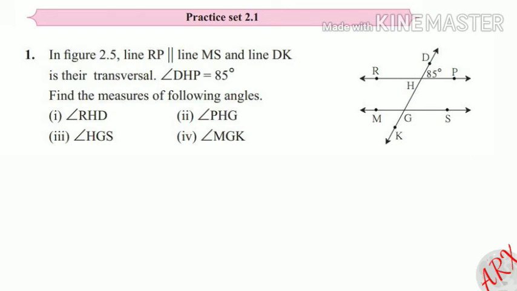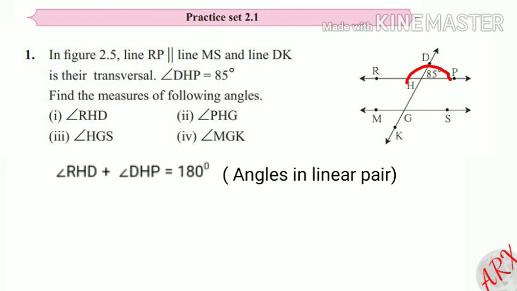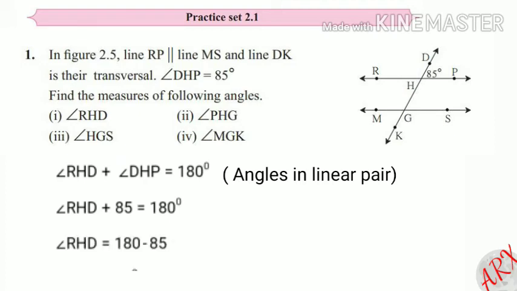First, angle RHD. If we observe, angle RHD and angle DHP are angles in a linear pair. Hence, the sum of these two angles will be 180. Hence, angle RHD plus angle DHP equal to 180. We put the value: angle RHD plus 85 equal to 180. Now shift 85 towards the right hand side. So angle RHD equal to 180 minus 85. Therefore, angle RHD equal to 95 degrees.